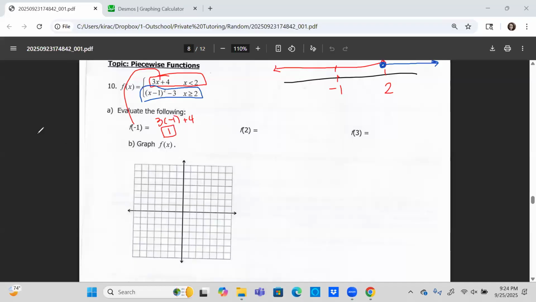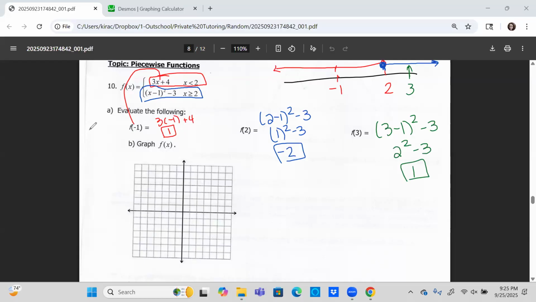Answer. 2 is filled in with blue, so use the blue. So do 2 minus 1 squared minus 3. So that's 1 squared minus 3. That's 1 minus 3 is -2. Answer. 3 would be here. He's in the blue rule. So this would be 3 minus 1 squared minus 3. 2 squared minus 3. 4 minus 3, 1.